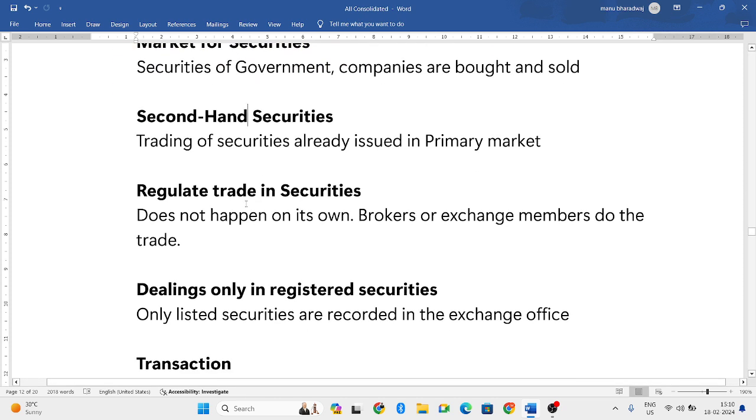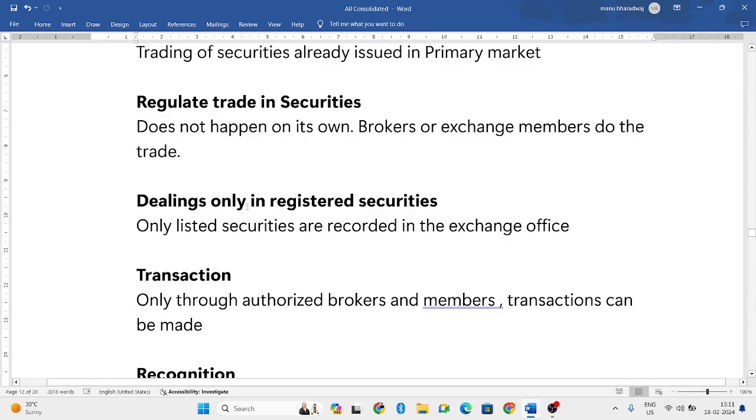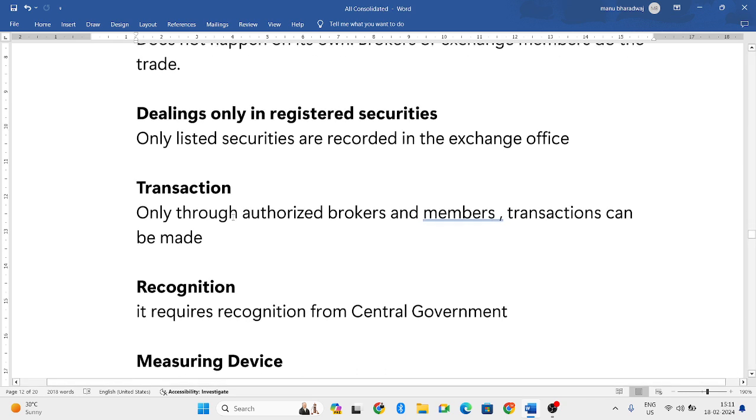Regulates trade in securities. See, trading doesn't happen on its own. The brokers or the exchange members on behalf of the company will do the trading in the secondary market. Dealings only in registered securities. So in the securities exchange office, only those securities which are listed will be recorded. So it only deals with the listed securities.